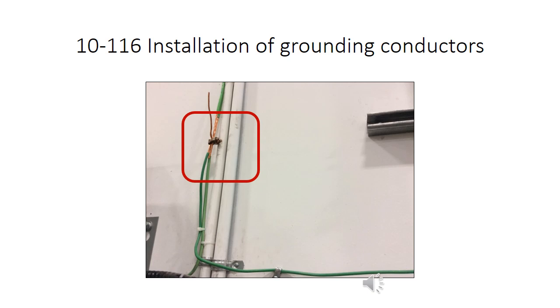(10-116) Split bolts will now be considered acceptable for splicing grounding conductors. However, in this case, what do you notice about the two conductors that are installed here? One is actually smaller than the other. Please keep in mind, for copper, number 6 copper is the minimum grounding conductor size. In this example, the compression connection is correct. However, the grounding conductor is actually too small.